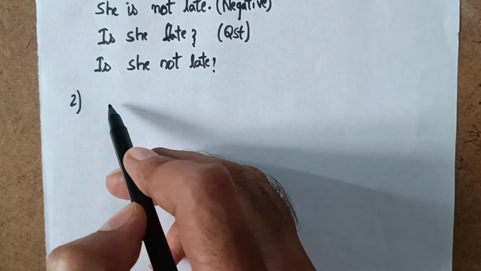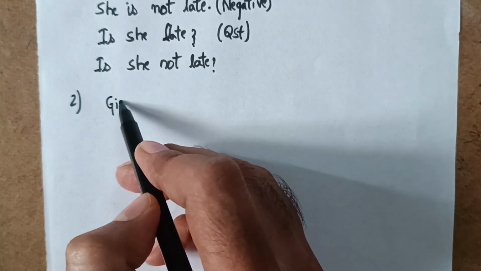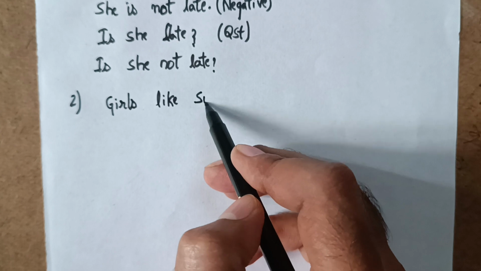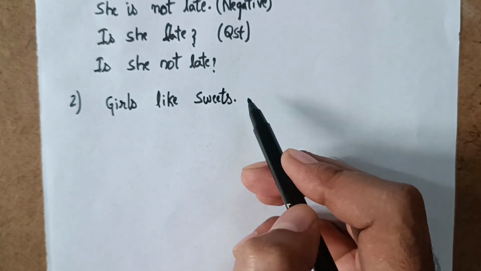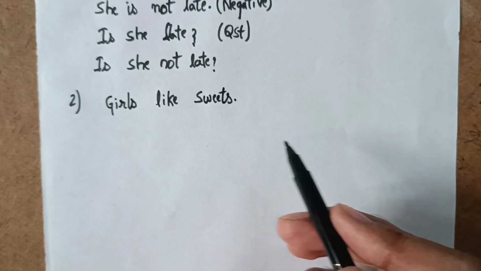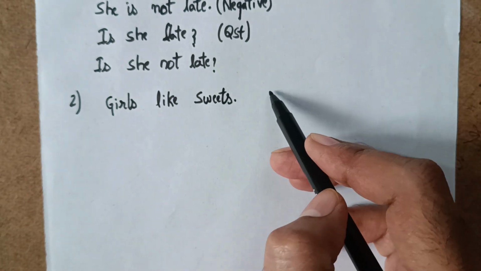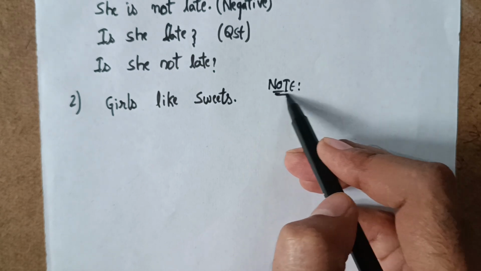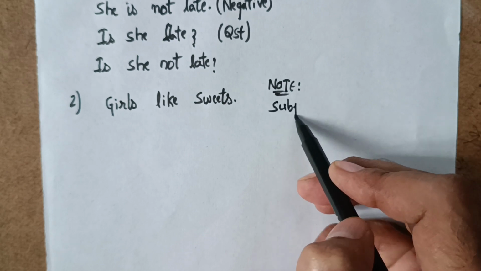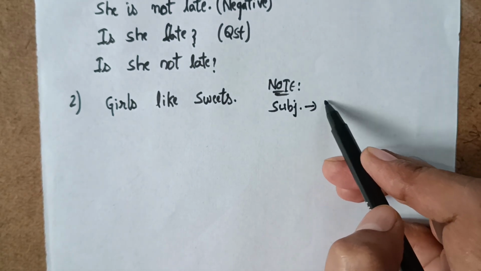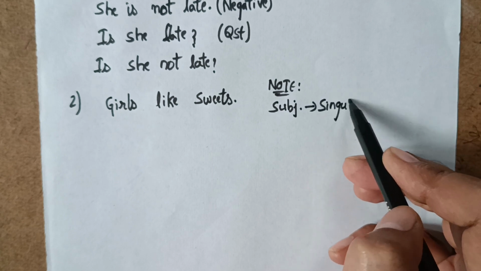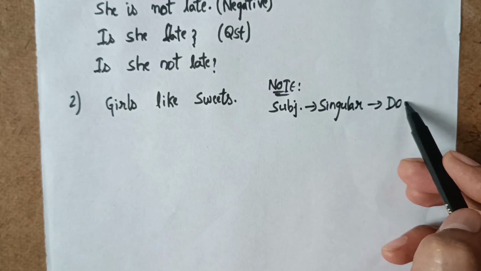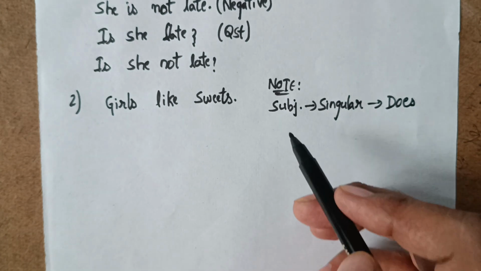I am writing here: girls like sweets. Now here we need to remember one note. What is that note? If subject is singular, we need to add does. We need to write does.